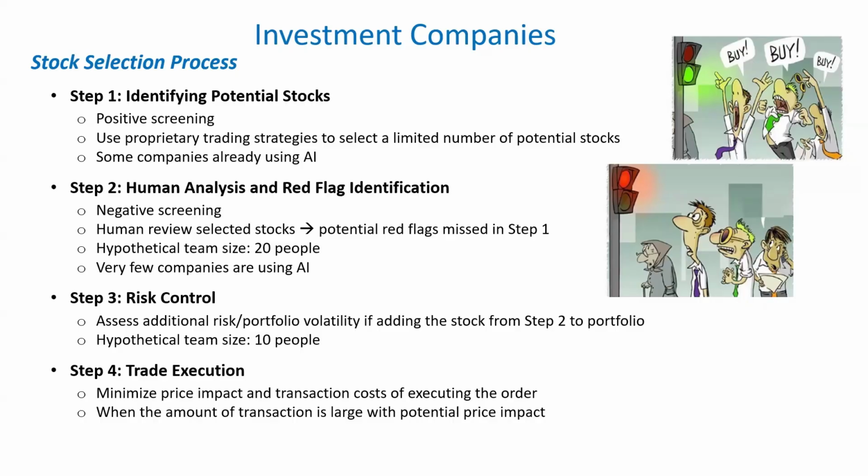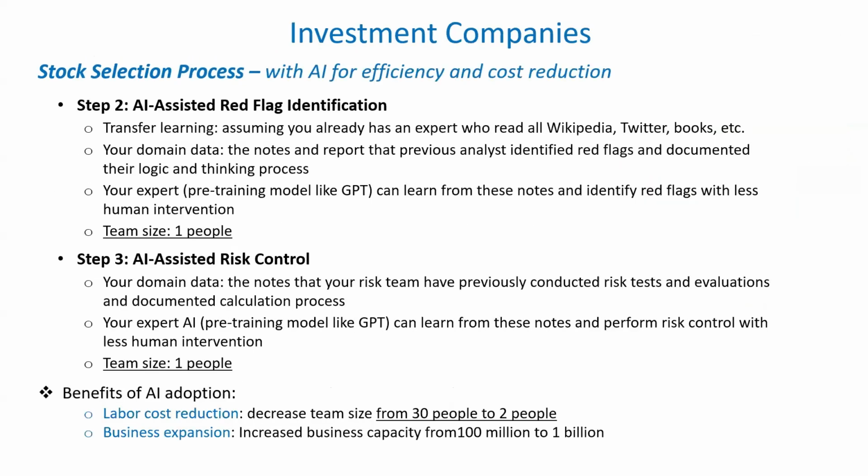And step 4 is you have to minimize the transaction cost, with microstructure study. So these are the 4 steps the investment companies are doing. And so how is AI changing the procedure of this? People are changing a lot on step 2 and step 3.